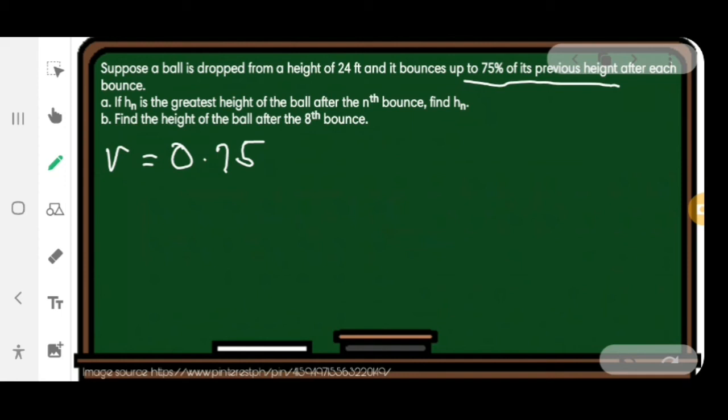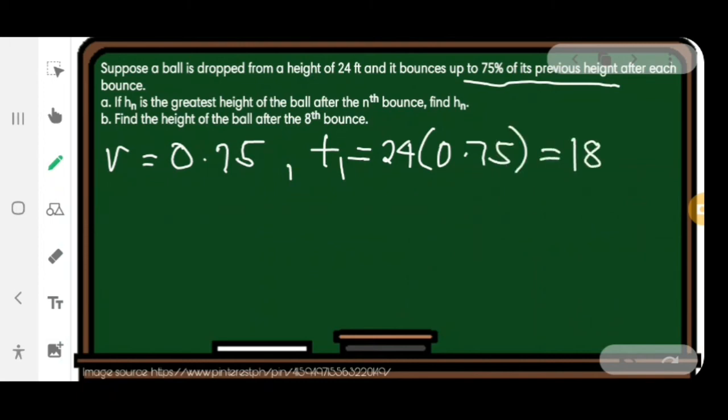And then, our first term is not 24. Our first term is the greatest height of the ball after the first bounce. So we still need to compute. 24 times 0.75 is equal to 18. This one is h sub 1.